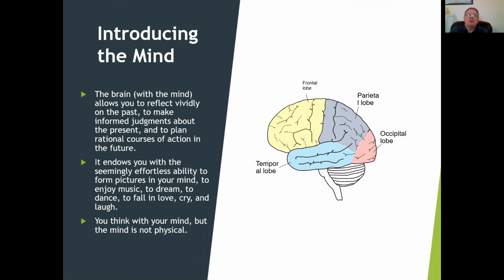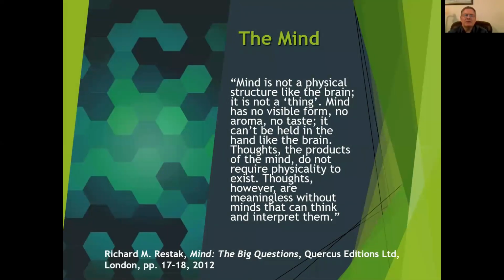Now, the brain with the mind, which I regard as distinct from the brain, allows you to reflect vividly on the past, to make informed judgments about the present, and to plan rational courses of action in the future. It endows you with a seemingly effortless ability to form pictures in your mind, to enjoy music, to dream, to dance, to fall in love, cry, and laugh. You think of your mind, but the mind is not physical. As stated by neurologist Richard Restak, mind is not a physical structure like the brain.